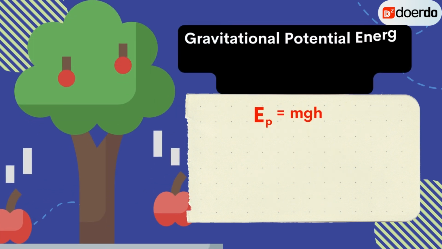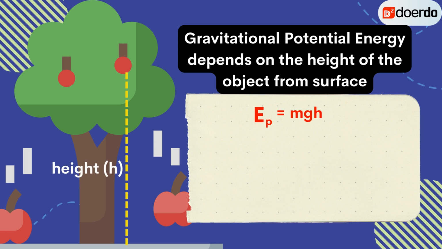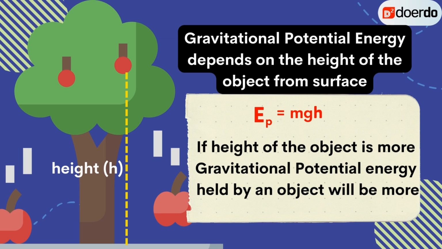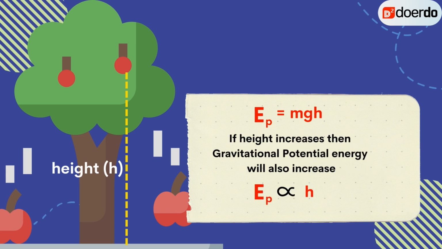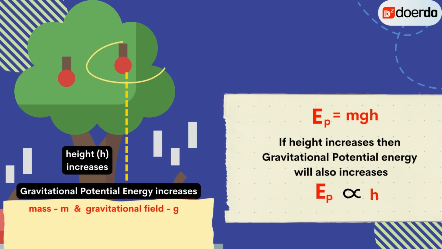The gravitational potential energy solely depends on the height of the object from the surface. If the height of the object is more, the gravitational potential energy held by the object will be more. As you can see in the formula, h is directly proportional to the gravitational potential energy. So, as the height of the object from the surface increases, its gravitational potential energy increases. Mass m and gravitational field strength g remain the same.